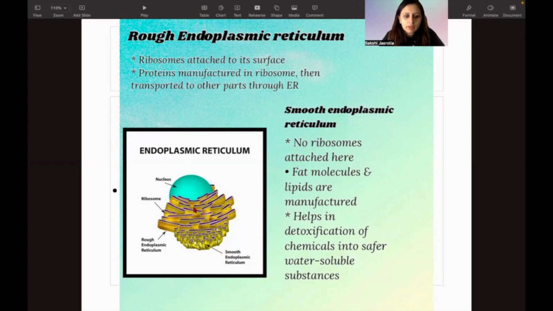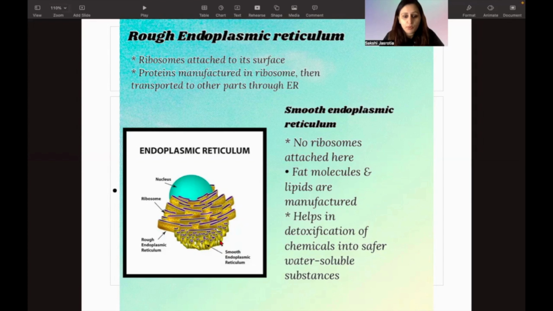Now, this is the RER, and this one is the SER, the smooth endoplasmic reticulum. You can see it is a continuous network. पहले ये रफ एंडोप्लाज्मिक रेटिकुलम है, उसके बाद ये स्मूथ भी उसके साथ कंटिन्यूटी में ही है. There is no gap between them. Now, smooth, as the name suggests, the surface is smooth. Why? Because they lack the ribosomes.